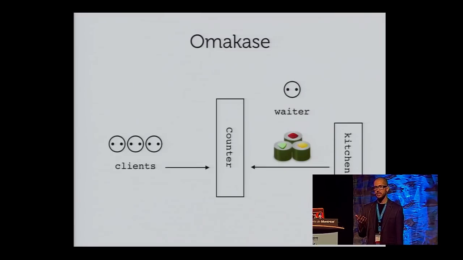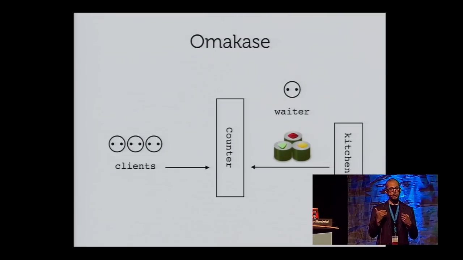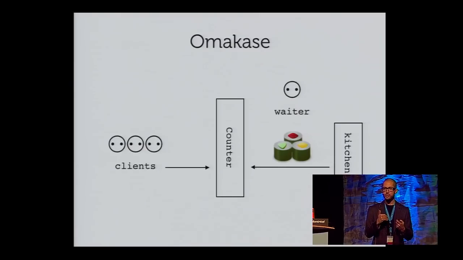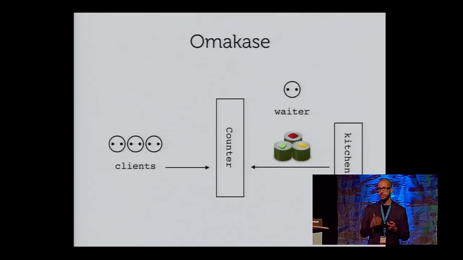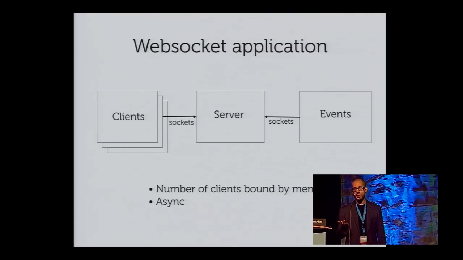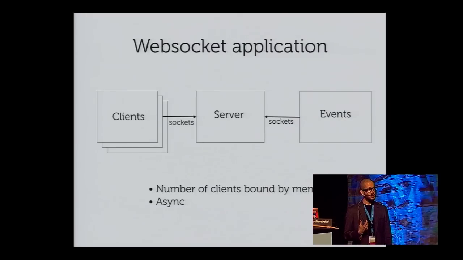Once again, you don't want a waiter devoted to each client because you'll run out of space behind the counter. Instead, you should have one waiter or a small number of waiters who are event-driven, who notice clients arriving and notice sushi becoming ready and are able to multitask and scale out that way, up to the limits of the kitchen's ability to produce sushi. And this is like a WebSocket newfangled application where clients connect over WebSockets and await server-side events.